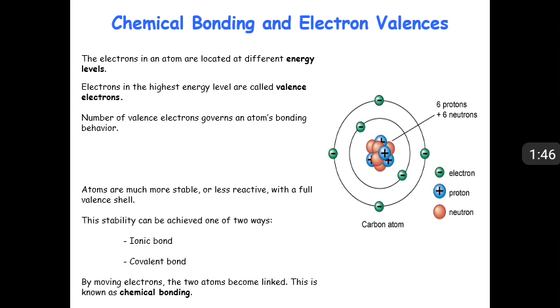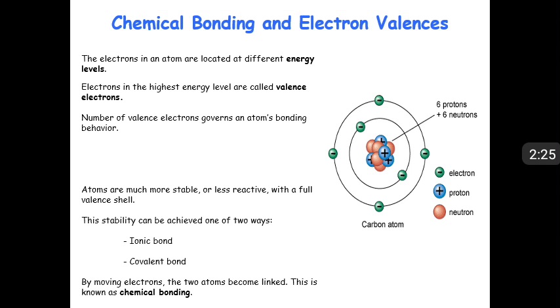This stability can be achieved in one of two ways. If the outer shell is not complete, the atom tries to make its outer shell complete either by sharing its electrons with another atom or by giving or accepting an electron. So there are two ways: ionic bond and covalent bond. By moving electrons, the two atoms become linked. This is known as chemical bonding.